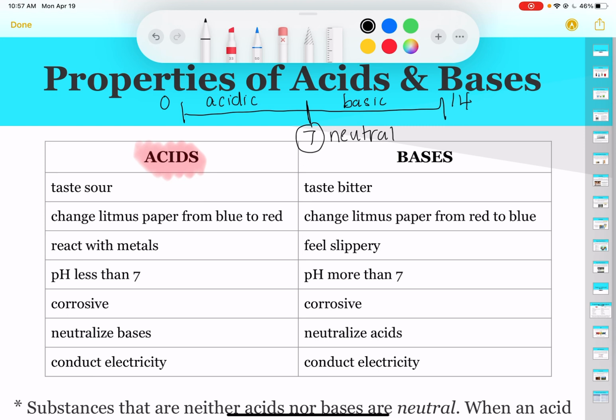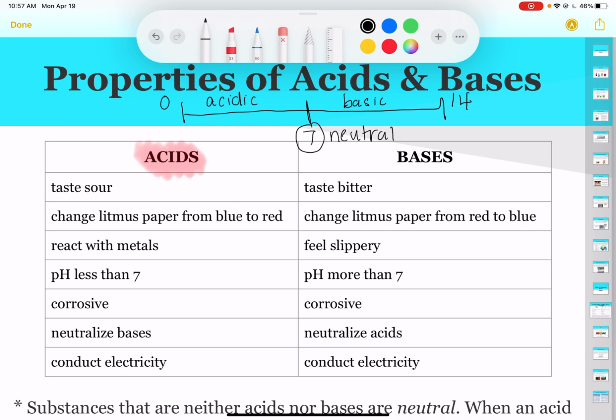So acidic things or acids tend to be less than 7 on the pH scale. It's a way of us measuring the strength with numbers, I guess, of an acid. So we can use strips for that in our class, or we have different machines that can tell us what the pH is.